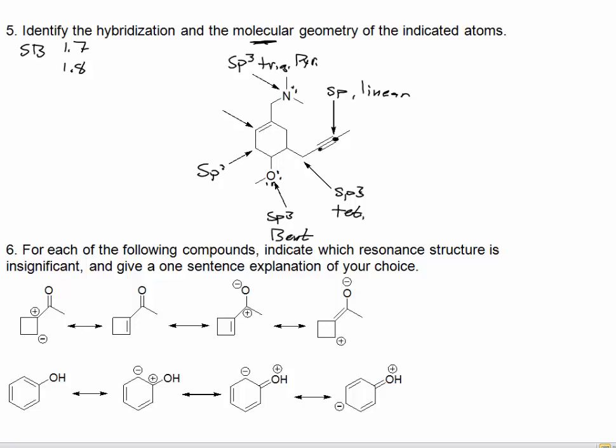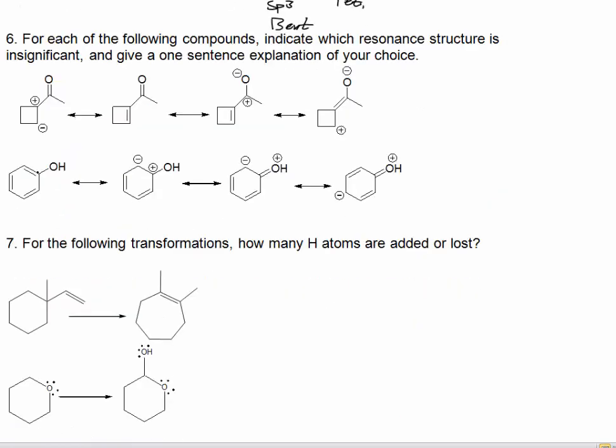This oxygen is sp3 tetrahedral, just like before. This carbon here has a hydrogen that we didn't draw. It is sp2. It's part of an alkene, and it is trigonal planar. Those were relatively straightforward. Most students got full credit there.